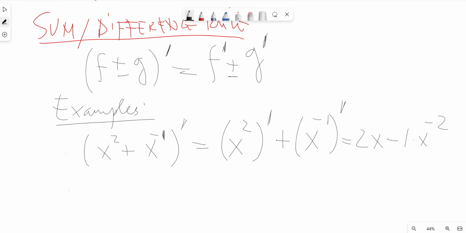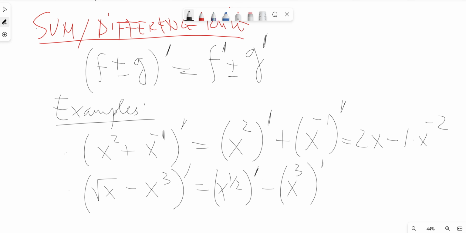One more example. Let's say I need the derivative of square root x minus x cubed. Again, I need the derivative of each. So let me go ahead and turn the first piece into its power form as we saw earlier. And then I can apply the power rule to each piece in order to get the derivative.